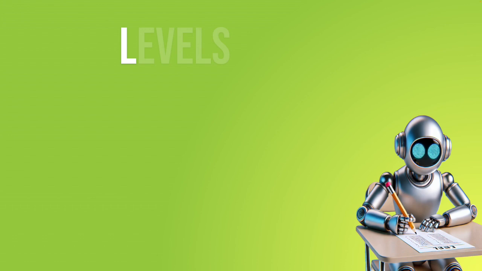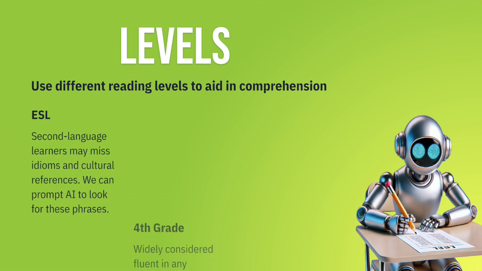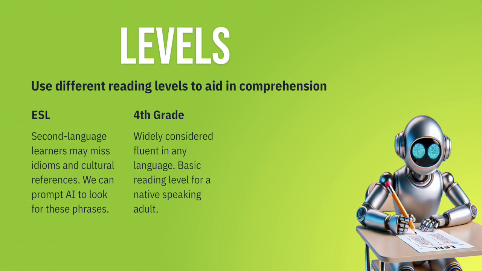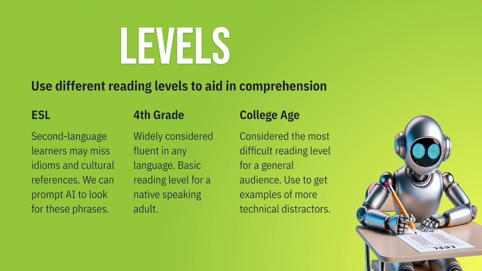All right, levels. This is key. Using different reading levels really aids in comprehension. So you can instruct the AI to write anywhere from a kindergarten to a college age level for the same subject. We can also indicate to the AI that we might have some English as second language speakers, and it will look through all the content and the results and make sure that there are no idioms, sayings, cultural references that ESL users may not understand.